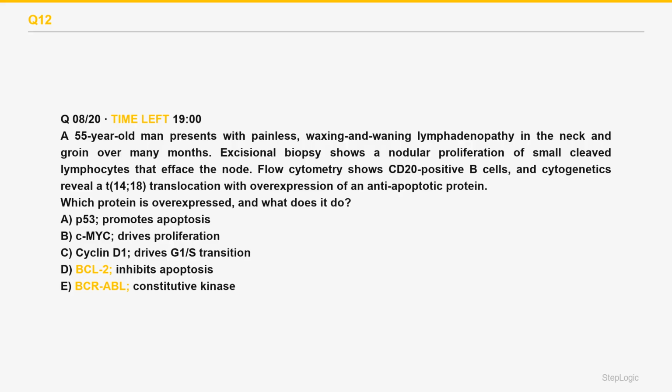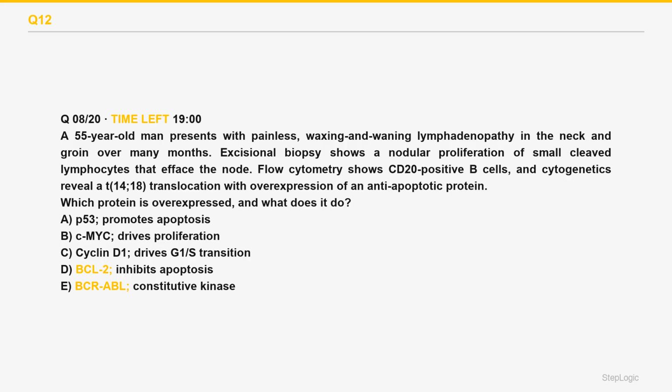Which protein is overexpressed, and what does it do? A 55-year-old man presents with painless, waxing and waning lymphadenopathy in the neck and groin over many months. Excisional biopsy shows a nodular proliferation of small cleaved lymphocytes that efface the node. Flow cytometry shows CD20 positive B cells, and cytogenetics reveal a t(14;18) translocation with overexpression of an anti-apoptotic protein.